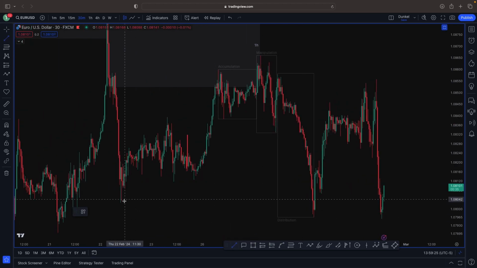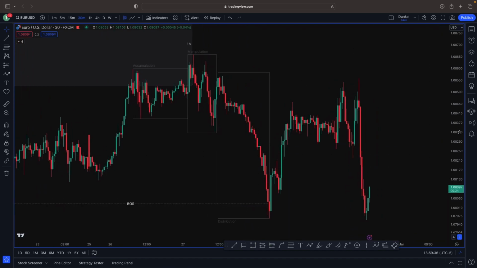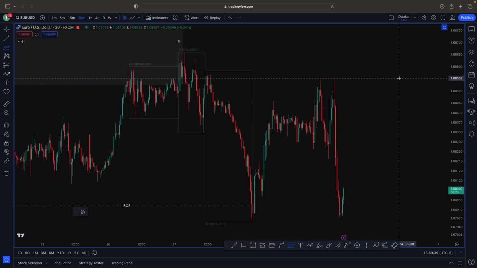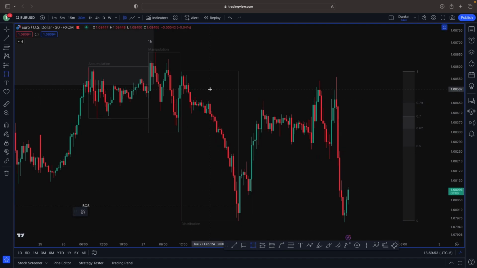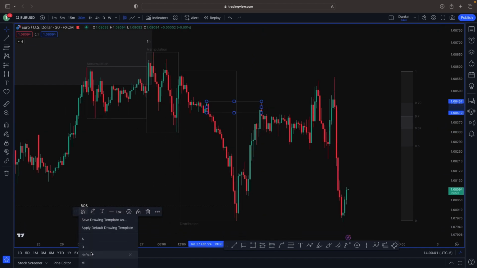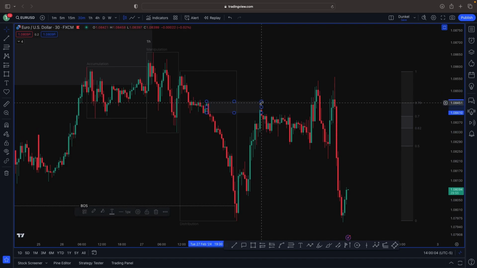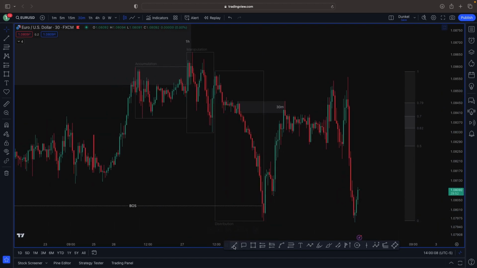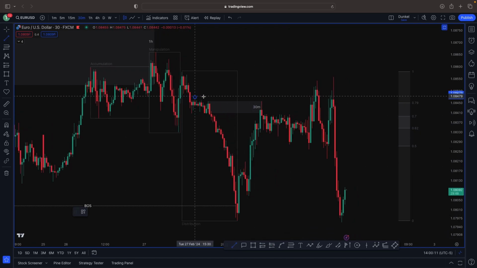So we broke structure to the downside and then returned into PD arrays right here. I take my Fibonacci retracement tool, and you can see that the optimal trade entry range is around here. Right here you can see that there's an order block. Then we have some equal highs right here, which act as an inducement.